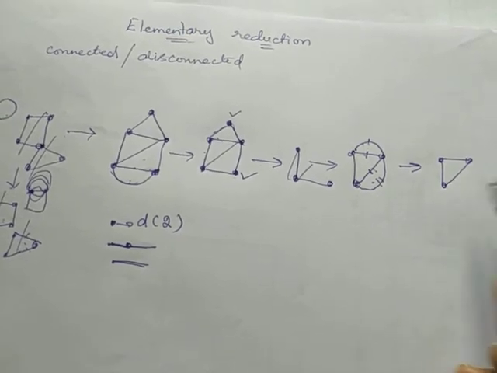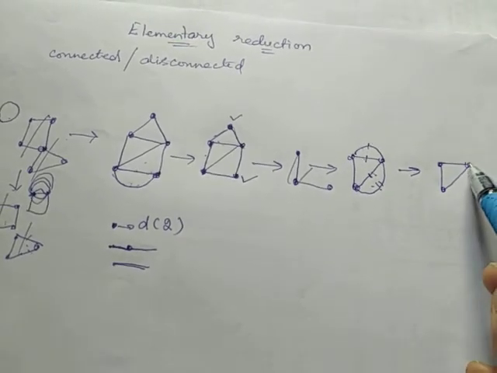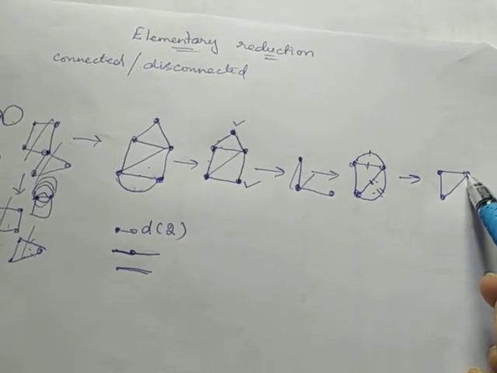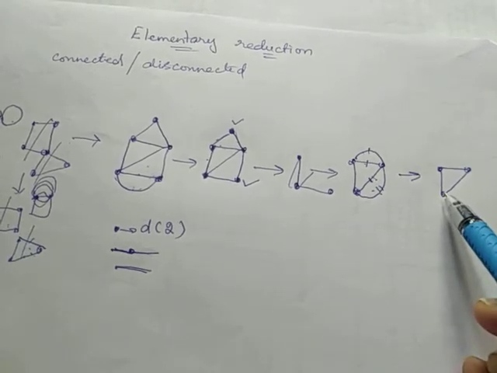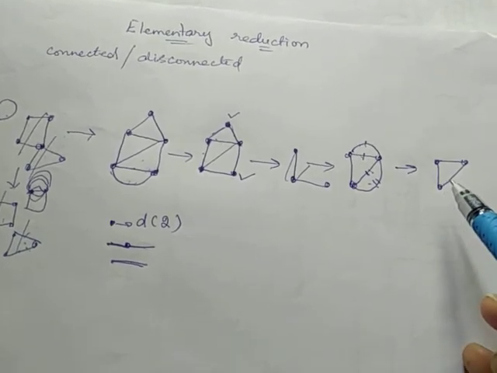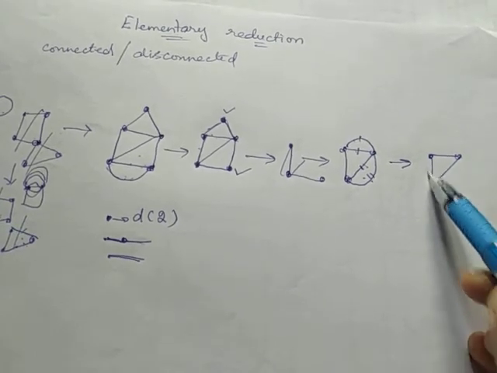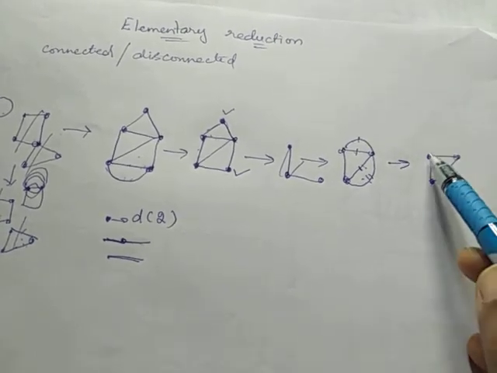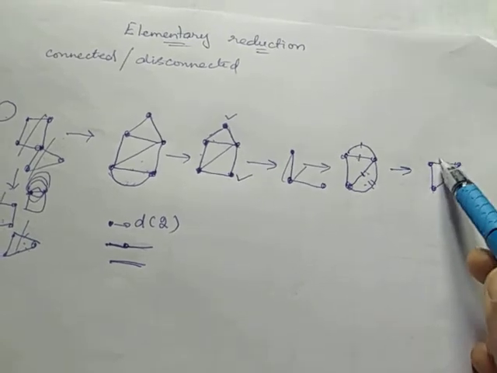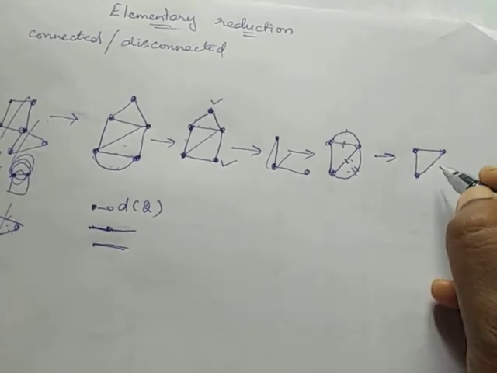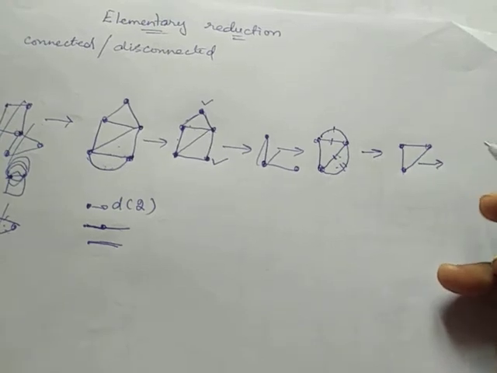Again, check whether it has a loop. It does not have a loop. Check whether it has a parallel edge. It does not have a parallel edge. Check whether there exists a vertex of degree 2. This vertex is of degree 2. This vertex is of degree 2. This vertex is also of degree 2. So, if it is of degree 2, make it a single edge.